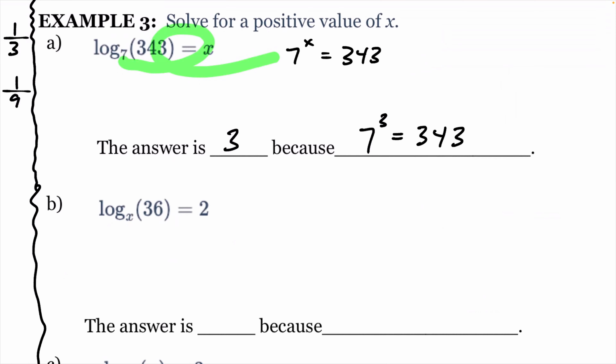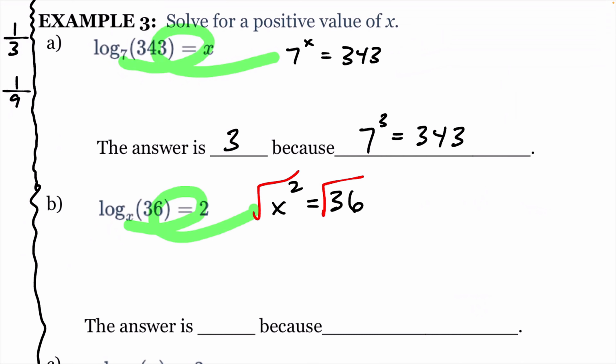Letter B, what's the missing part? The base. So we haven't seen that one yet. So x to the second power equals 36. The base is missing. So how do we solve that one? Square root. What's the square root of 36? 6. So the answer is 6 because 6 squared equals 36.